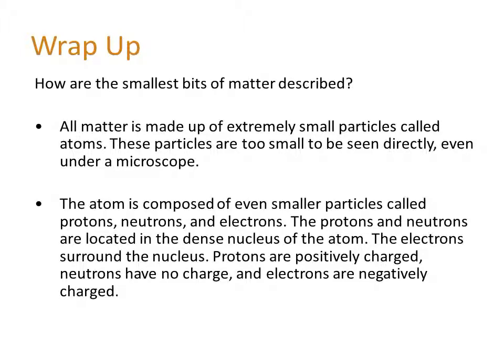How are the smallest bits of matter described? All matter is made up of extremely small particles called atoms. These particles are too small to be seen directly, even under a microscope. The atom is composed of even smaller particles called protons, neutrons, and electrons. The protons and neutrons are located in the dense nucleus of the atom. The electrons surround the nucleus. Protons are positively charged, neutrons have no charge, and electrons are negatively charged.